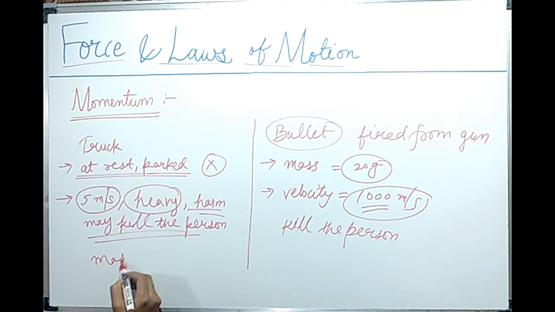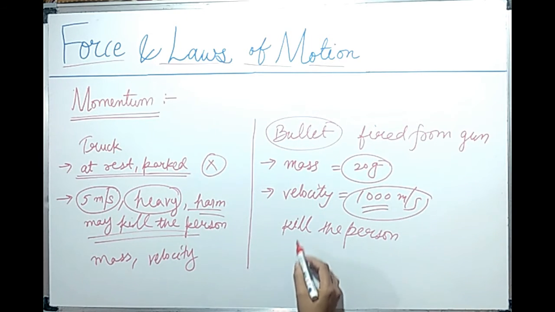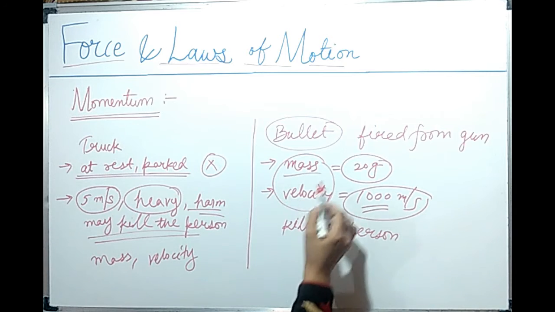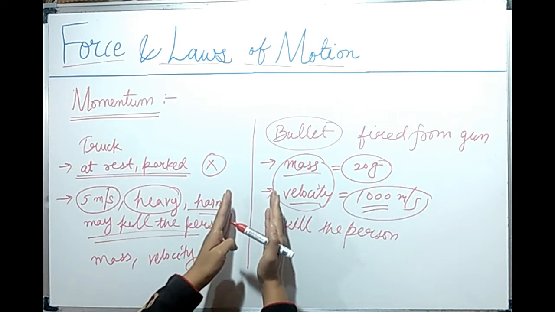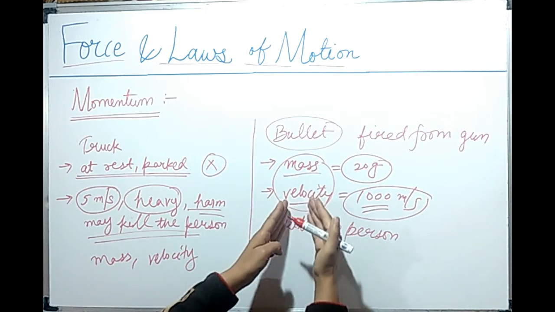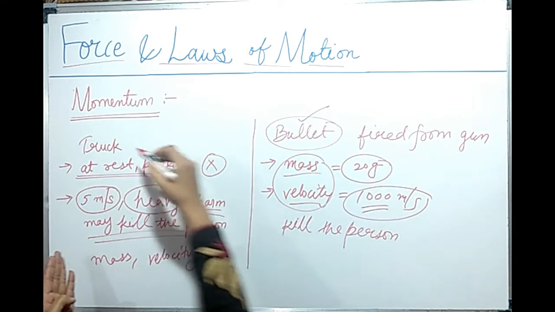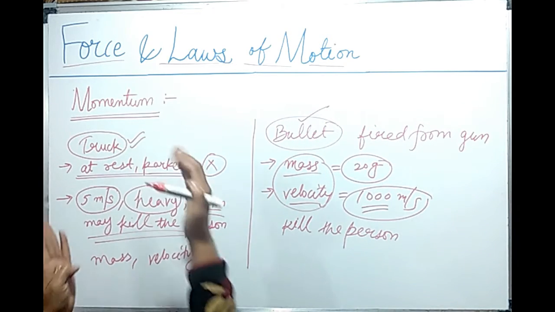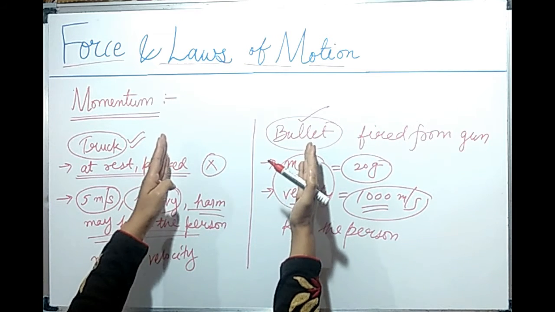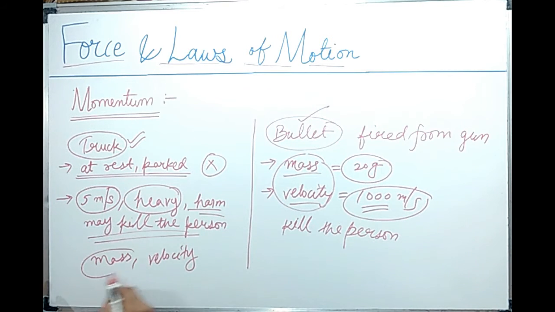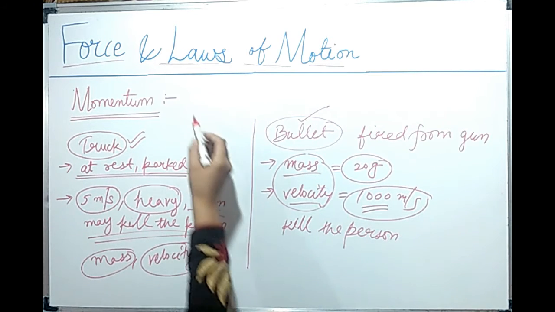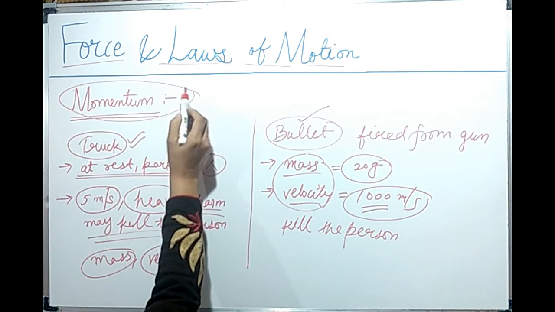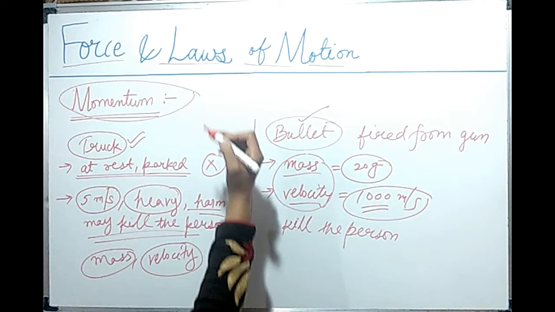Here we are considering two quantities, mass and velocity. So the impact produced by an object depends on its mass and velocity. Here we are talking about the bullet, here we are talking about the truck. The impact they are going to produce on an object depends on both their mass and velocity. And now the term momentum is introduced when we relate both mass and velocity.